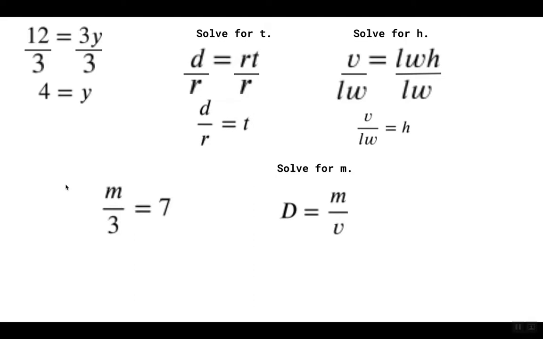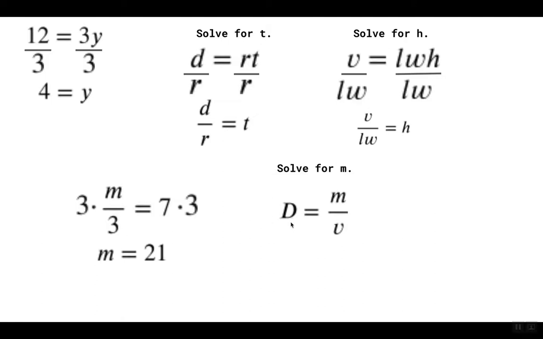Here's a division equation. M divided by 3 equals 7. The inverse operation to division is multiplication. I multiply both sides by 3. These 3's cancel, and I'm left with M equals 21.